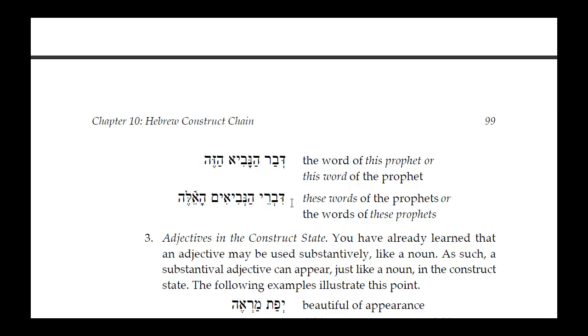We have Divrei Hanavi Ha'ela. Both Hanaviim and Divrei are both masculine plural. And so it could go either way. It could go with Ha'ela, it could go with Divrei: these words of the prophets, or the words of these prophets. Either way, the demonstrative adjective Ha'ela could go with either one.